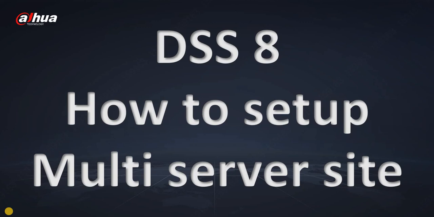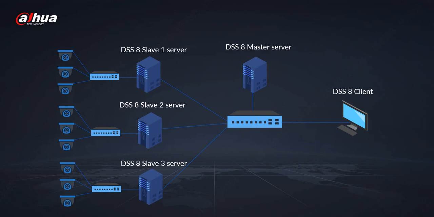In this short tutorial, I will explain what the multi-server site is and show you how to set it up. First of all, we need to have the master server connected in the same network as the slave servers. Then we are connecting the cameras to the slave servers. In a small scenario, we can also connect cameras to the master server.